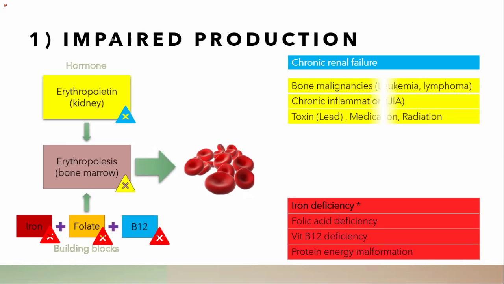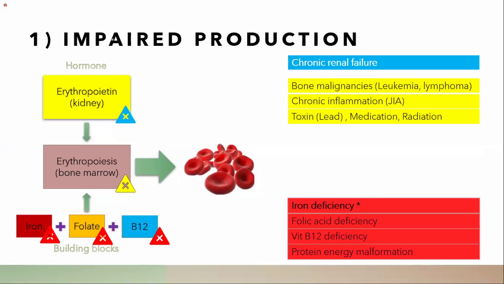First, it can be due to bone marrow suppression and infiltration, such as in malignancy like leukemia and lymphoma, which interferes with the production of the RBCs. And next, it also can cause suppression to the bone marrow in case of chronic inflammation, and also when there is toxic exposure, medication, and radiation.